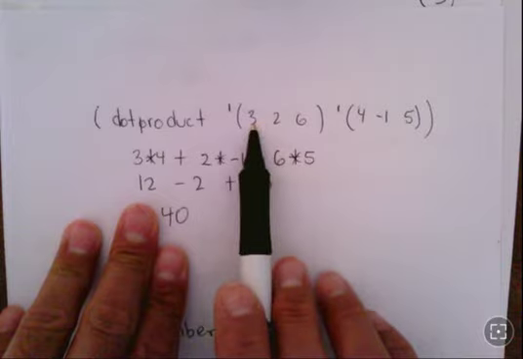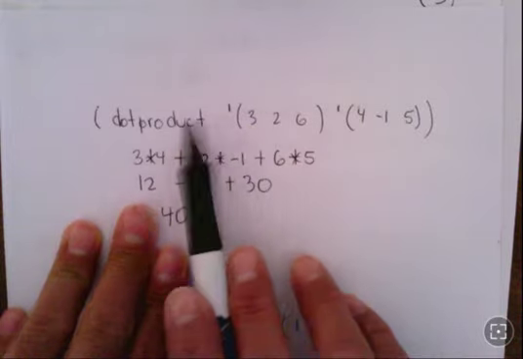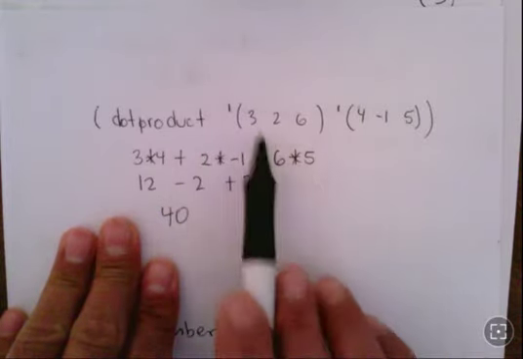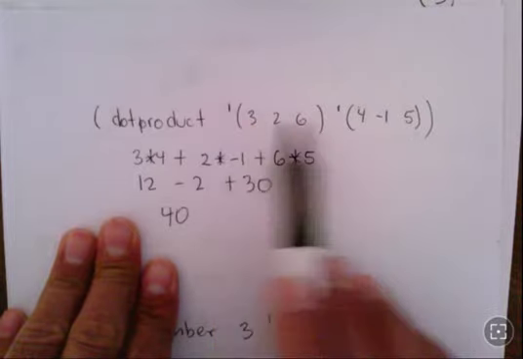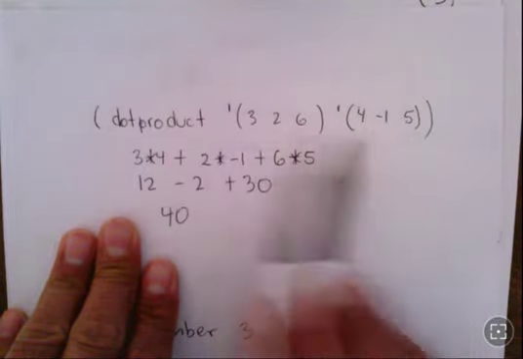So in this case, the dot product is the product that is defined between these 2 vectors, and you multiply each element in the corresponding positions.